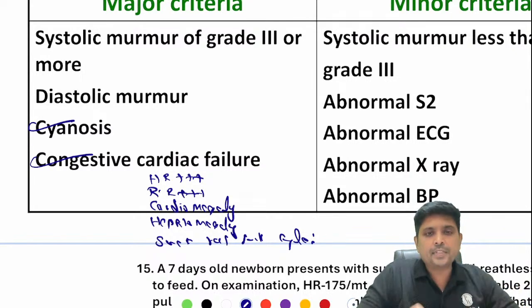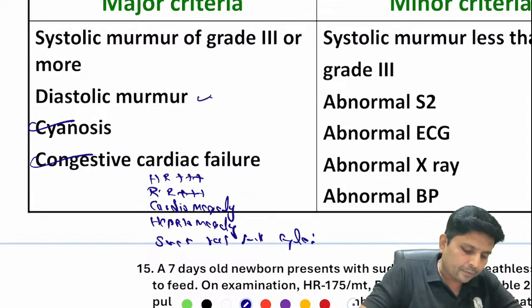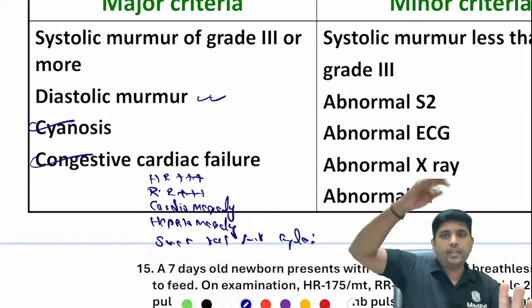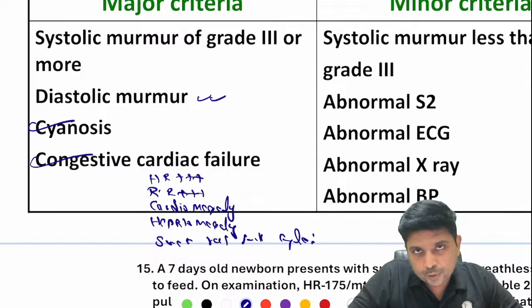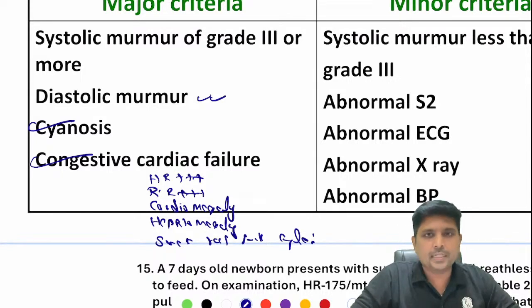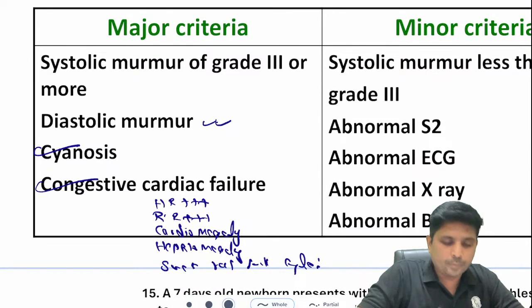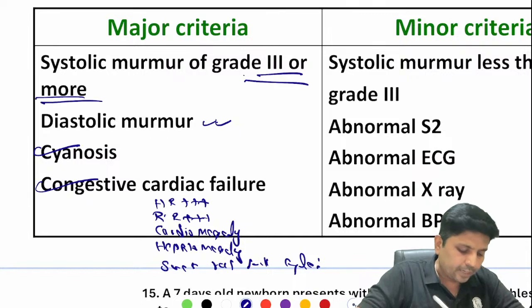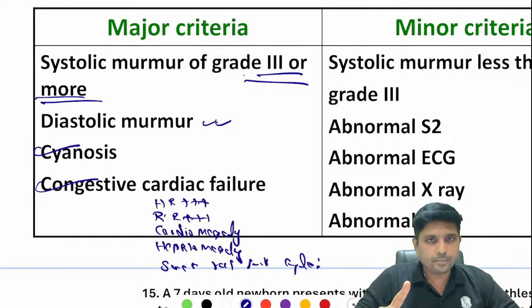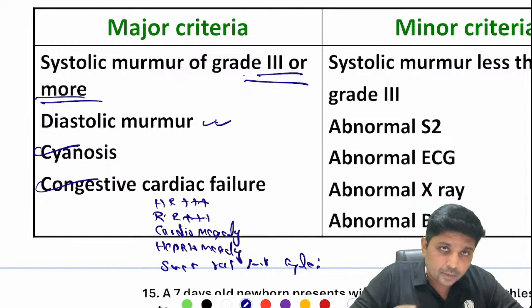The presence of a diastolic murmur of any grade. It doesn't mean that you need to have grade 3 or 4. Even the presence of a grade 1 diastolic murmur comes under major criteria in Nadas. It means that the child is having some kind of congenital heart disease. Systolic murmur of grade 3 or 4 also comes under major criteria. Presence of a diastolic murmur itself, any grade, comes under major criteria, but only a systolic murmur of grade 3 or 4 comes under major criteria.